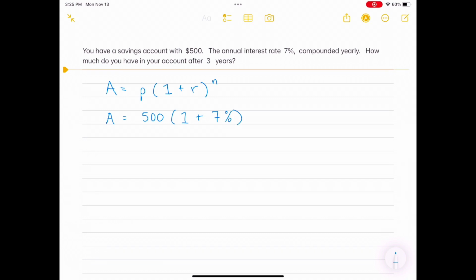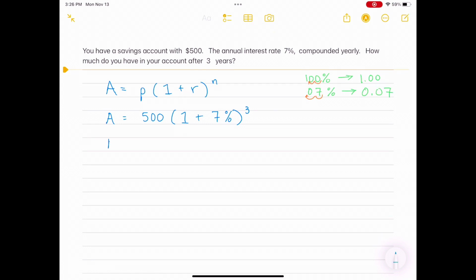And then we plug and chug our values into our variables. So P, principal, is 500 times 1 plus 7% to the third power. First, we convert 7% to a decimal using our reference 100% equals 1 to remind us to move the decimal point 2 places to the left and take off the percent sign to get the decimal. So 7%, move the decimal point 2 places to the left to get 0.07.